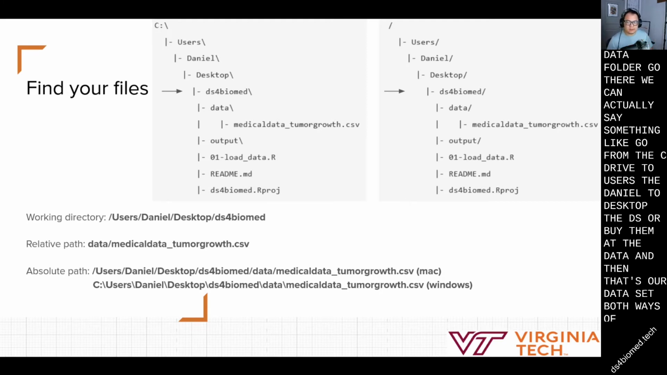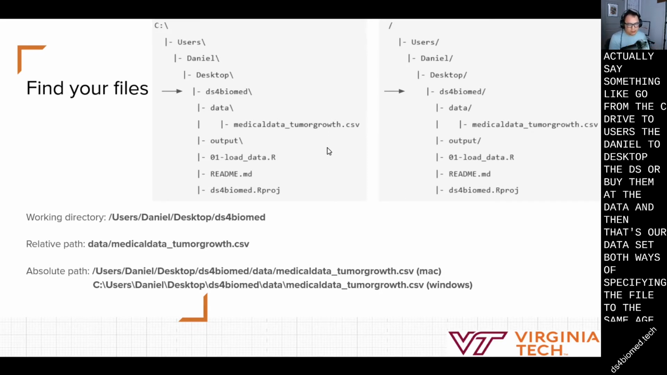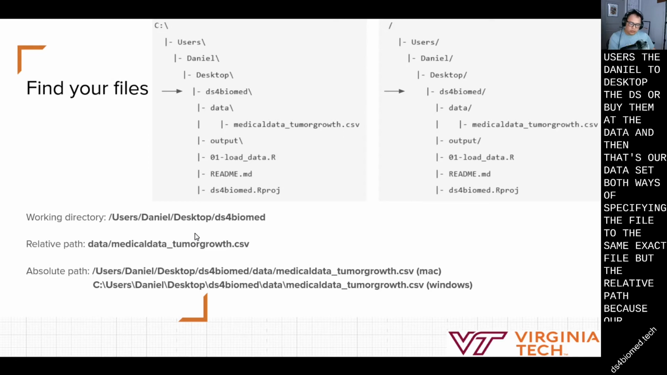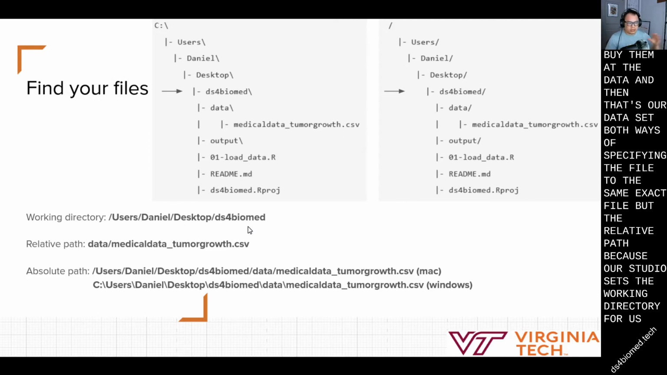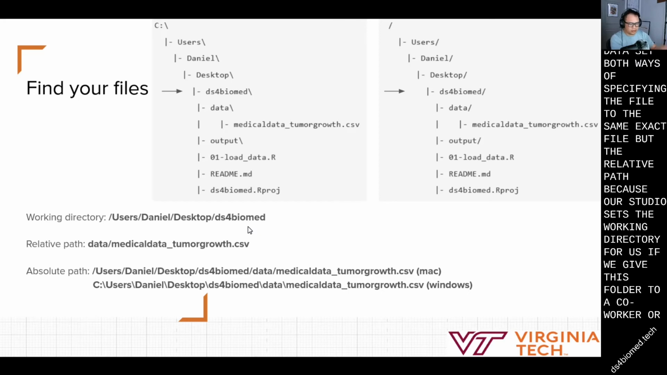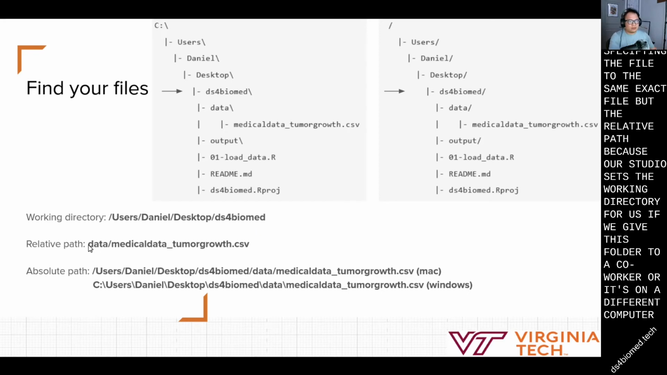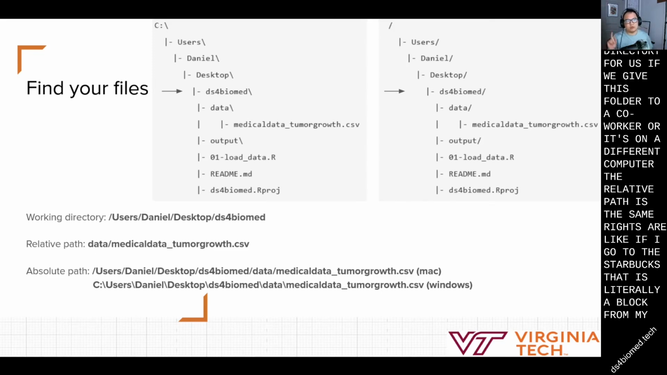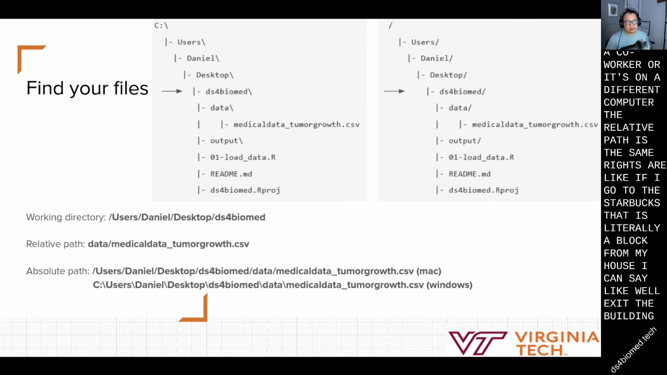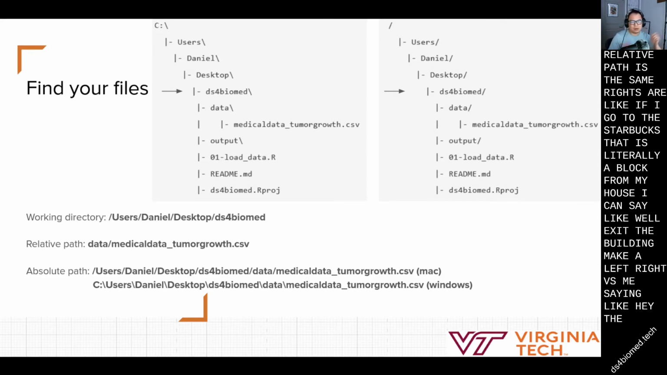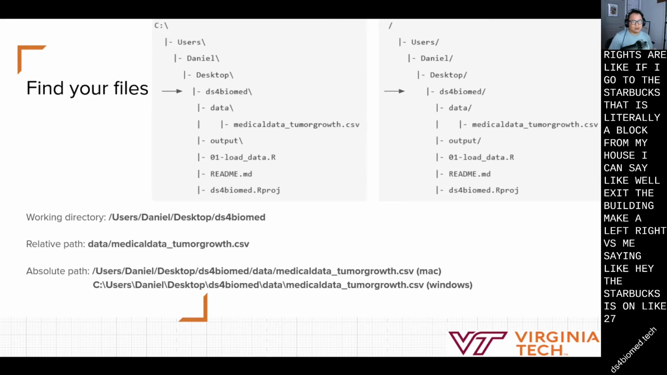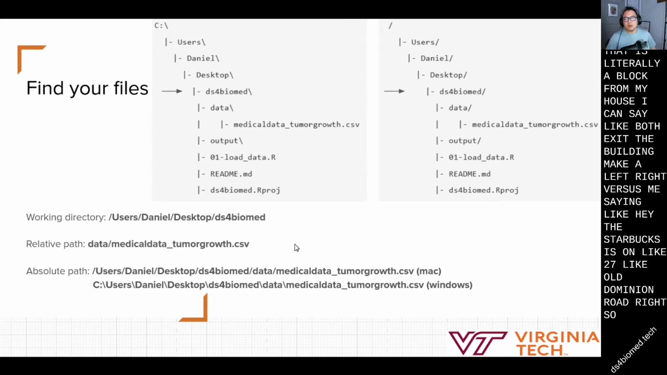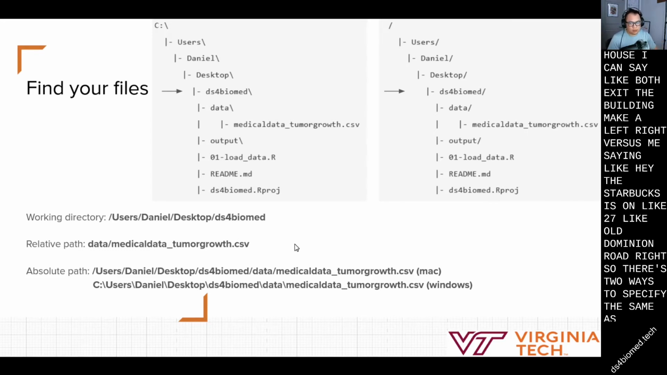Both ways of specifying the file point to the same exact file, but with the relative path, because RStudio sets the working directory for us, if we give this folder to a coworker or it's on a different computer, the relative path is the same, right? Like if I go to the Starbucks that is literally a block from my house, I can say, well, exit the building, make a left, versus me saying, hey, the Starbucks is on like 27 Old Dominion Road. There's two ways of specifying the same exact thing.